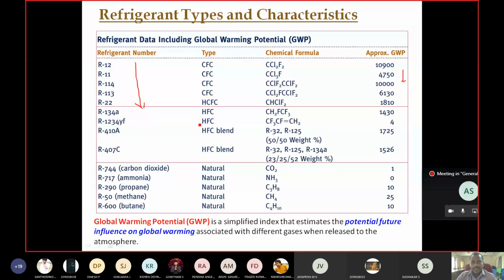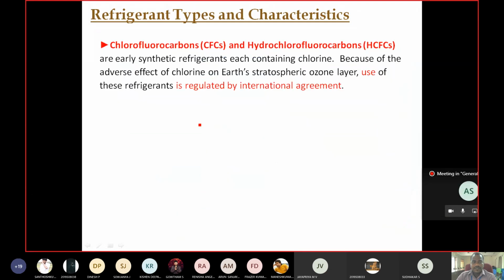Then, as I said earlier, we have different types of refrigerants. The first type is CFCs. CFCs means chlorofluorocarbons, and hydrochlorofluorocarbons are also available. These are the early synthetic refrigerants, each containing chlorine. Because of the adverse effect of chlorine on Earth and the stratospheric ozone layer, the use of these refrigerants is regulated by international agreements. So actually these refrigerants are obsolete now.